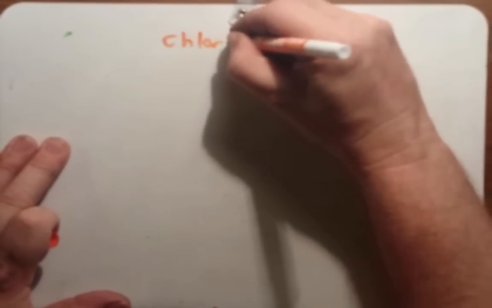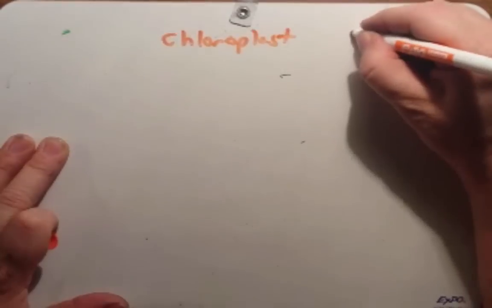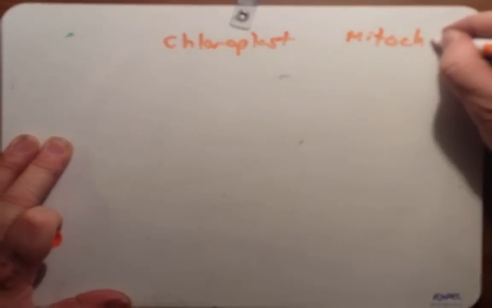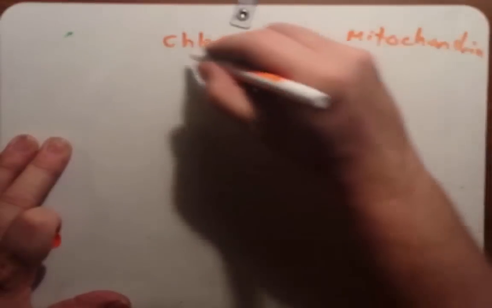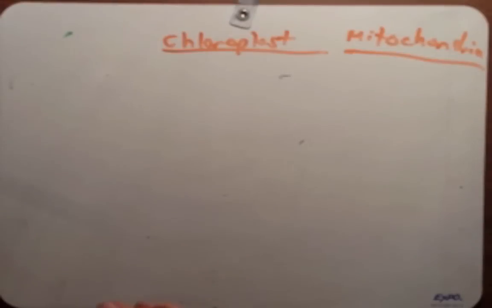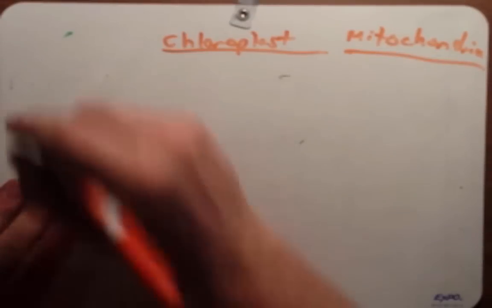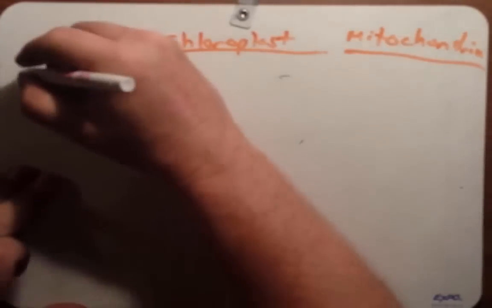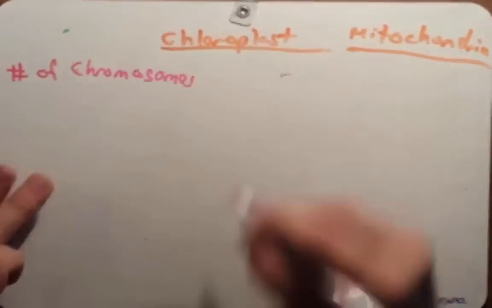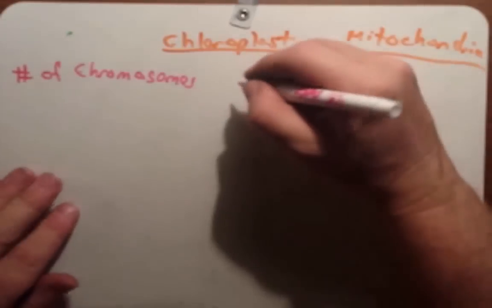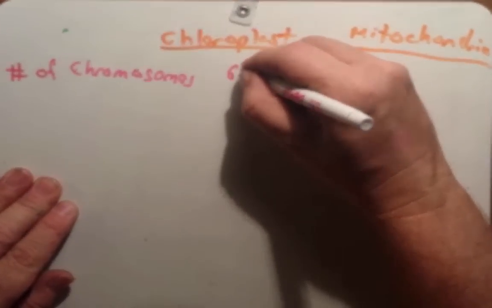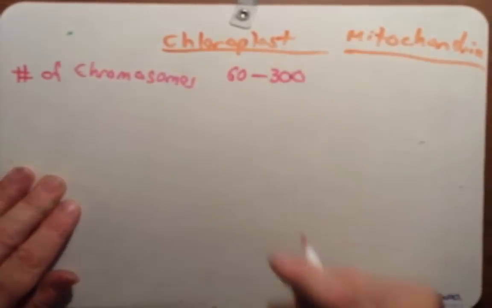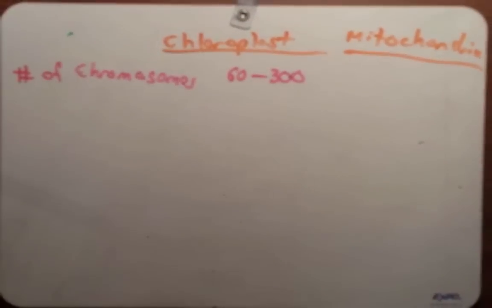Alright, let's compare the chloroplast genome with the mitochondrial genome. And I just want you to know these few pieces of information. The book says a little bit more, but this is all I want you to know. The number of chromosomes in chloroplasts, depending on the species, may be between 60 to 300 chromosomes. Remember, these are circular chromosomes. They're all going to code the same genes, but there's going to be 60 to 300 of them.